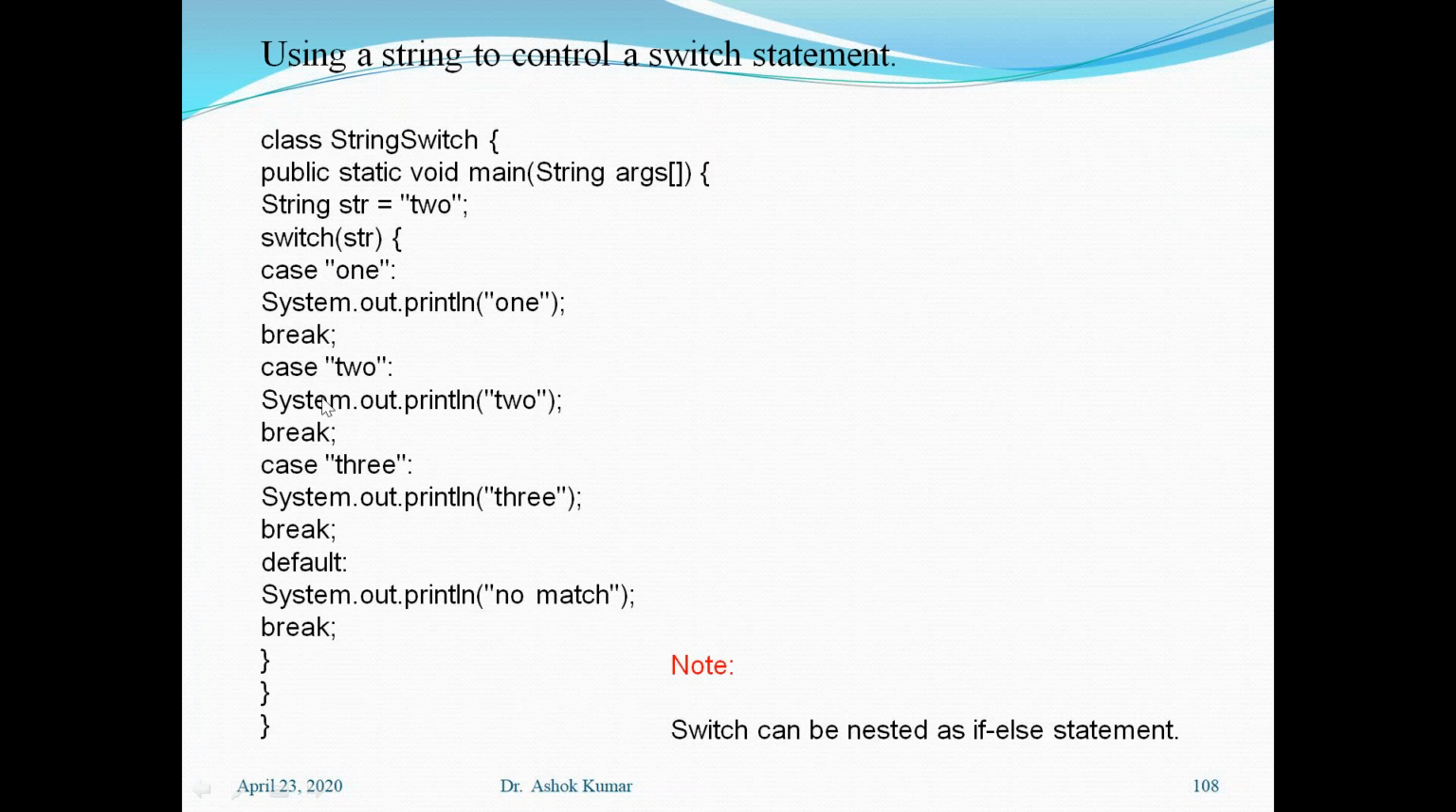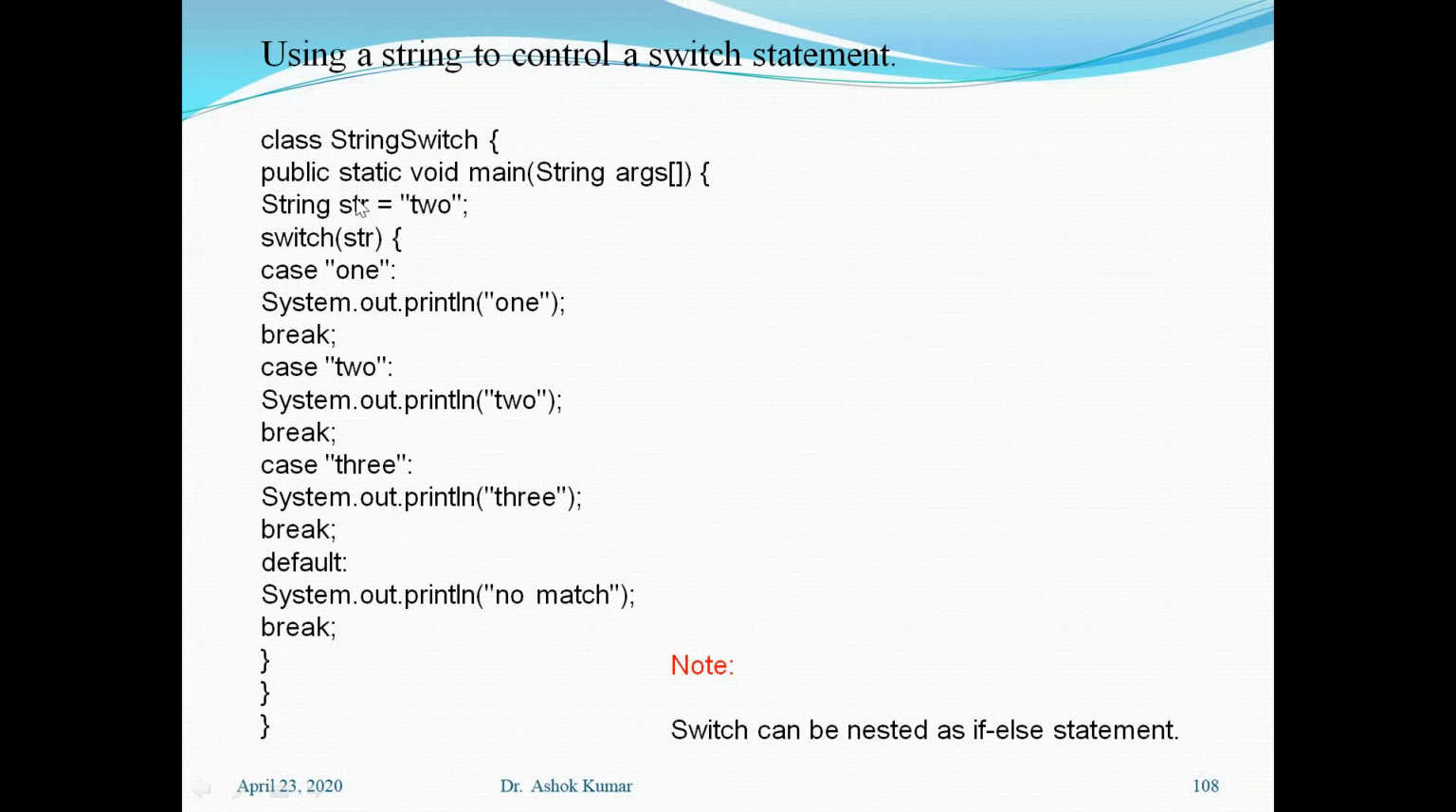So there is another program. In this program we are using a string as the expression of the switch statement. As we discussed earlier, we can use integers, all the 4 integer types: byte, short, integer, and long, as the switch expression, or we can use a character variable, or we can use a string expression. Floats are basically not allowed in case of switch. So here we are using a string.